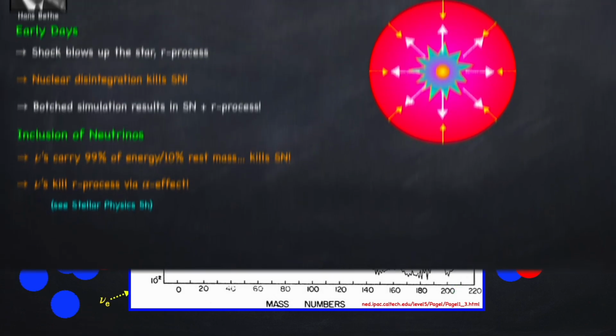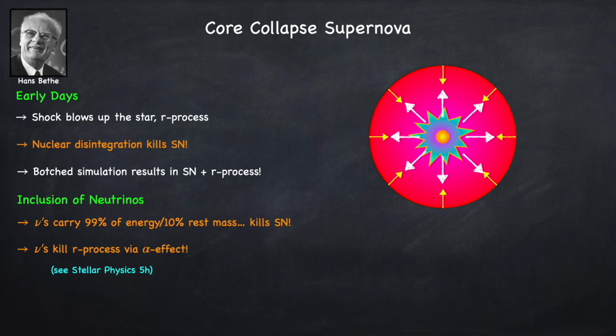So going back to the physics of core collapse supernovae, we have these two problems. The neutrinos carry out all the energy, so we can't blow up the star. And even if we could blow up the star, the neutrinos kill the R process, so where do heavy elements in the universe come from? So this is still an unresolved problem.